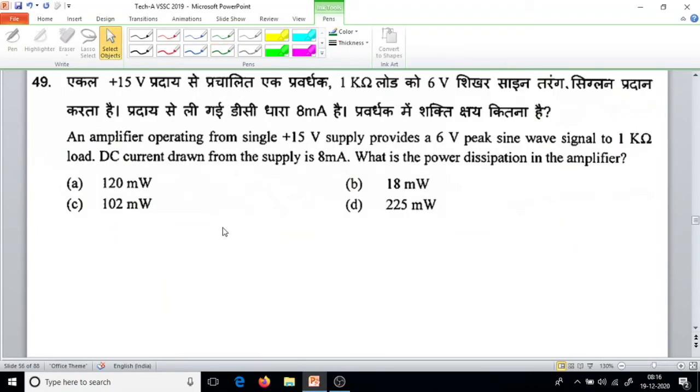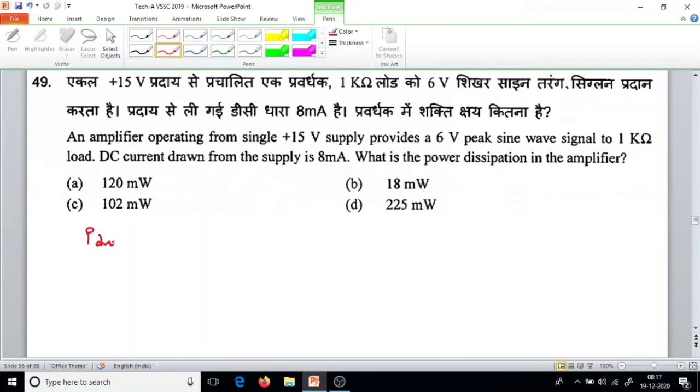Question number 49. An amplifier operating from a single plus 15 volt supply provides a 6 volt peak sine wave signal to a 1 kilo ohm load. DC current drawn from the supply is 8 milliamps. What is the power dissipation in the amplifier?